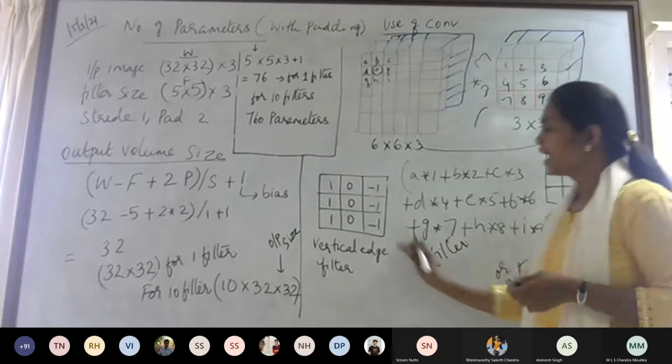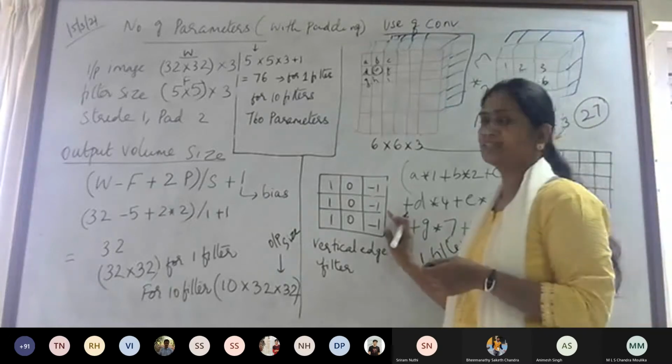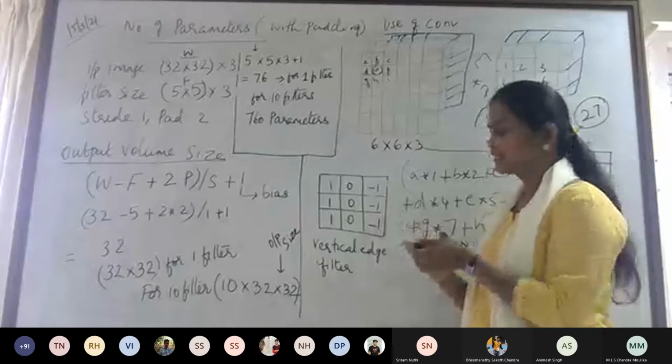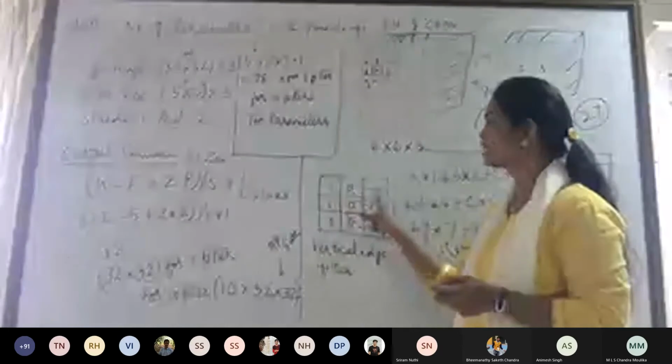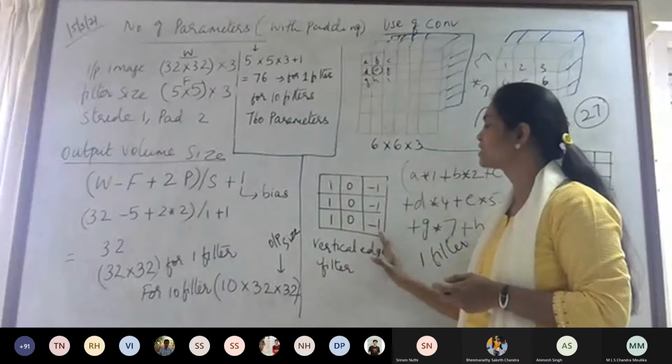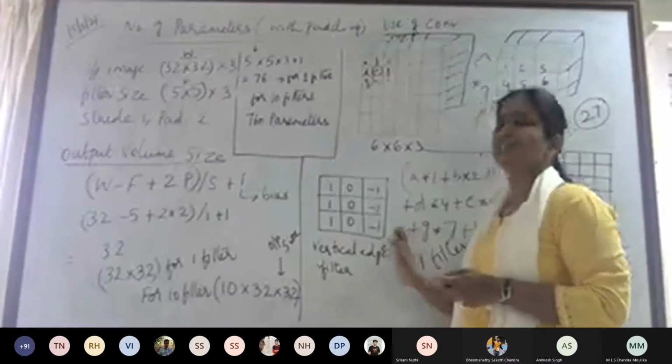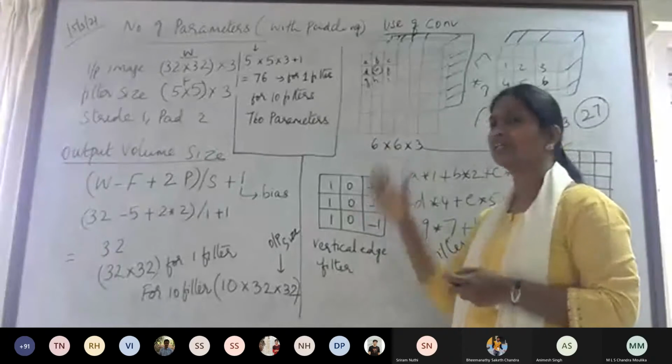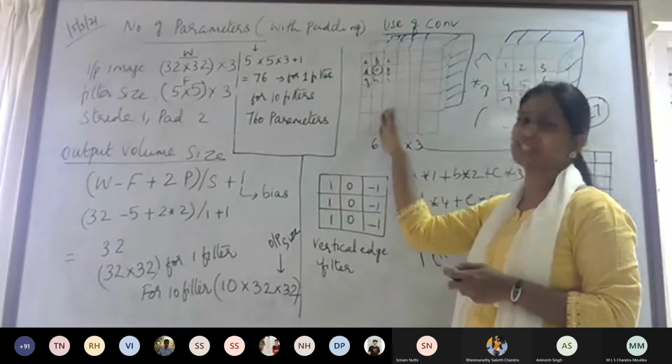Okay, now I have drawn one sample filter here. My sample filter has the values 1, 0, minus 1. That means one column 1, another column 0, another column minus 1. These coefficients will help me to detect the vertical edges in the image.